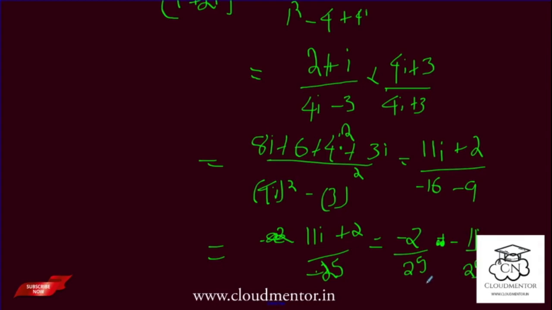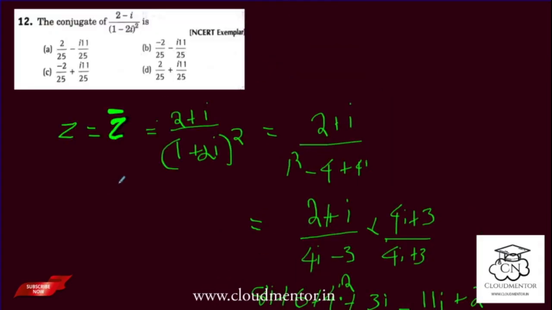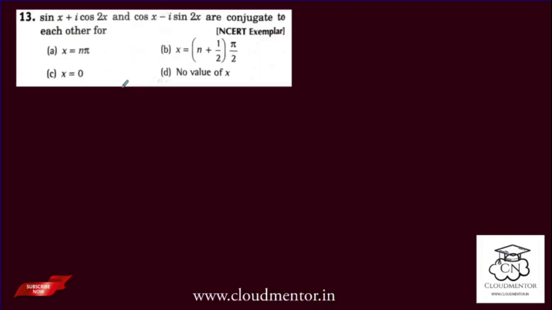Let's look at the options if it is there. Yes, option B is the right answer, option B. Okay, next question. Sin x plus i cos 2x and cos x minus i sin 2x are conjugate to each other for the value, the given value. We have to find that.